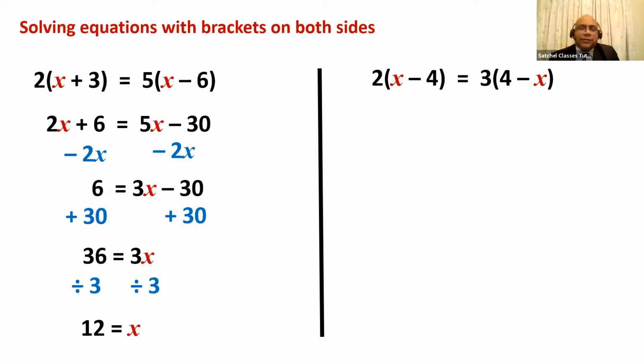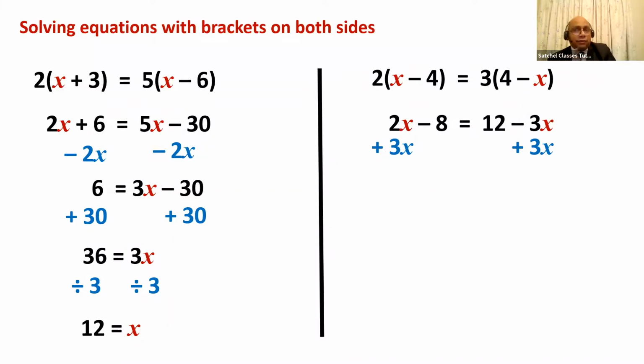Let's try that on the equation on the right. First step, expand the brackets. Left hand side will be 2x minus 8, and right hand side will be 12 minus 3x. Let's get the x's on the same side. So minus 3x needs to be brought onto the left by adding 3x on both sides, right? So minus 3x and plus 3x is 0 on the right hand side. And on the left hand side, you have 2x plus 3x, which is 5x minus 8. And on the right, we are left with 12.